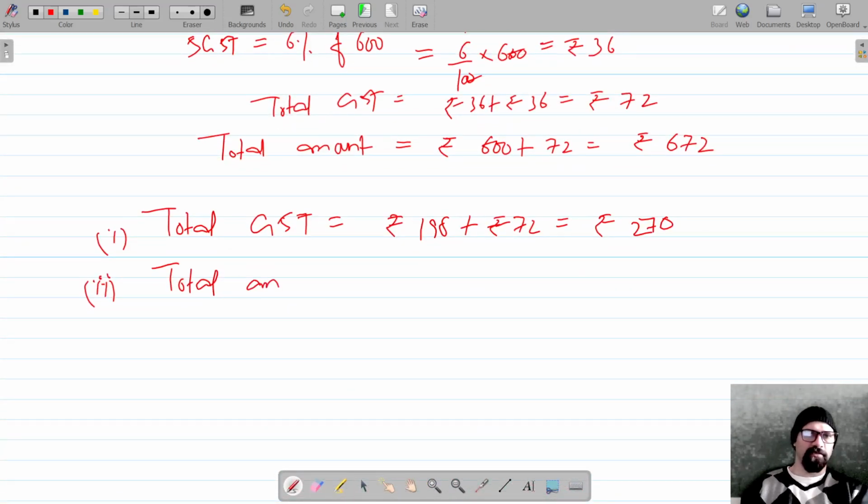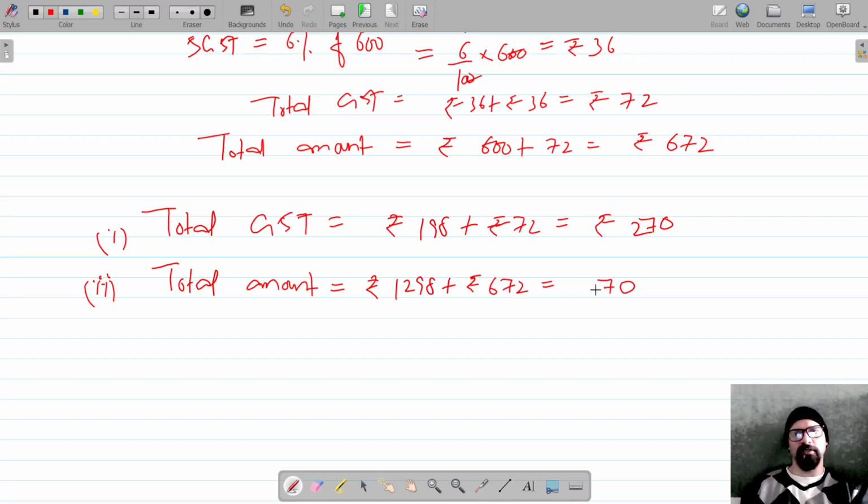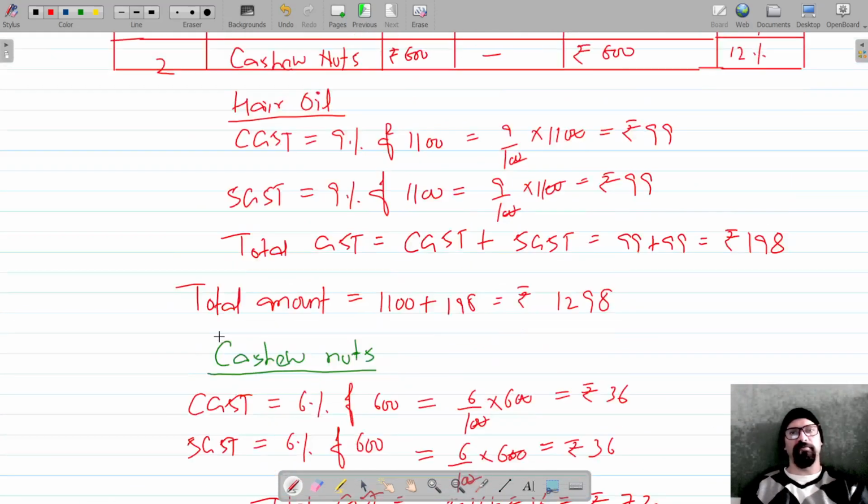Let's add the total amount including the GST. So the first one was rupees 1298 and rupees 672. So 8 plus 2 is 10, 9 plus 7 is 16 and 17, and 6 plus 7 is 13, and 9 is 1970. So rupees 1970. Okay, so we are done with the first part.